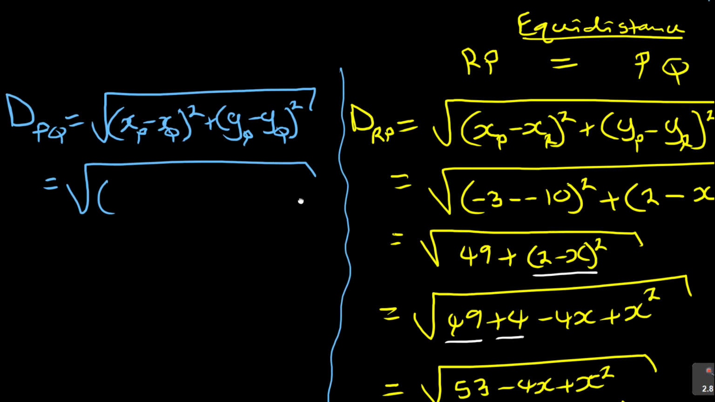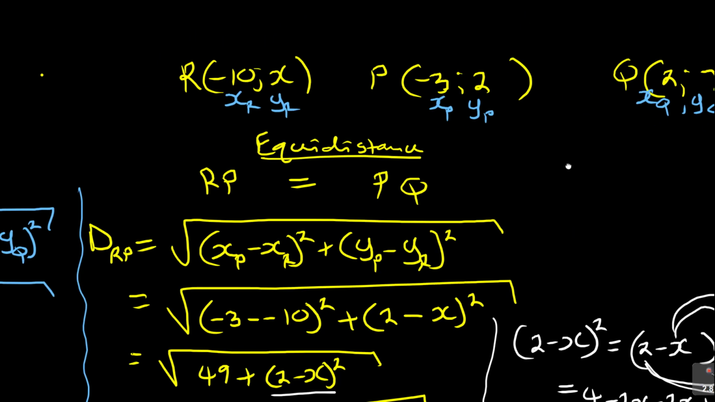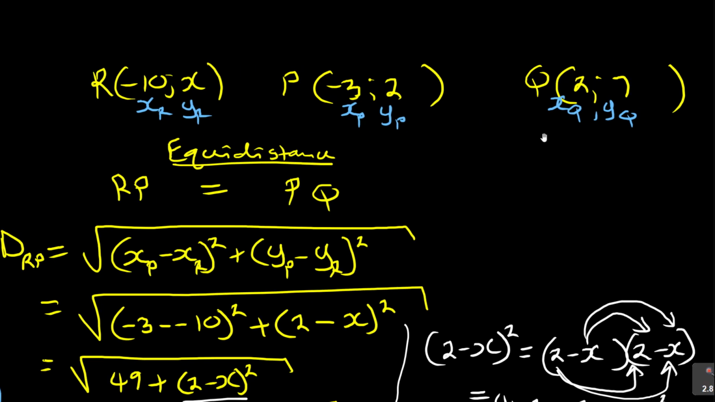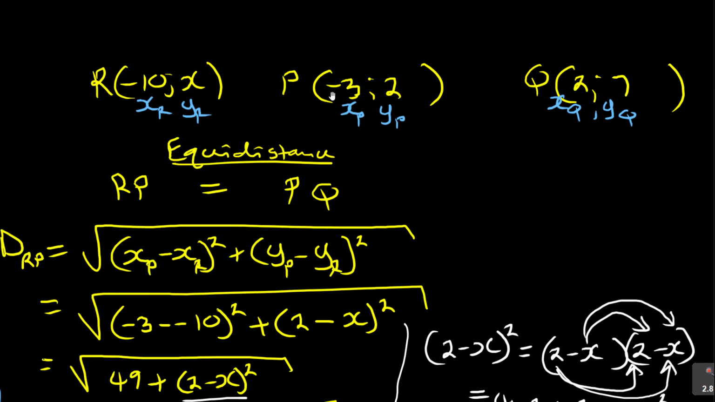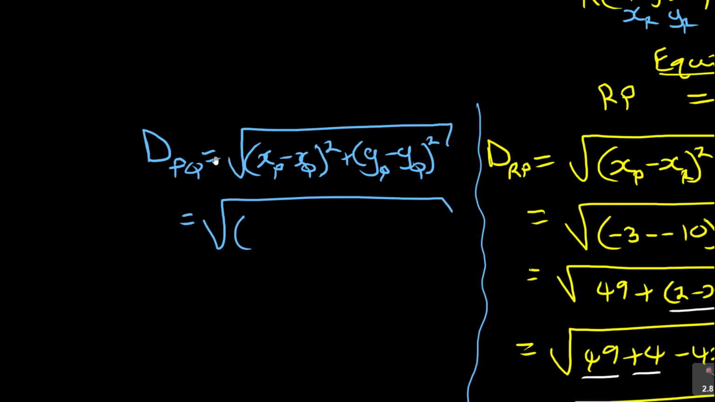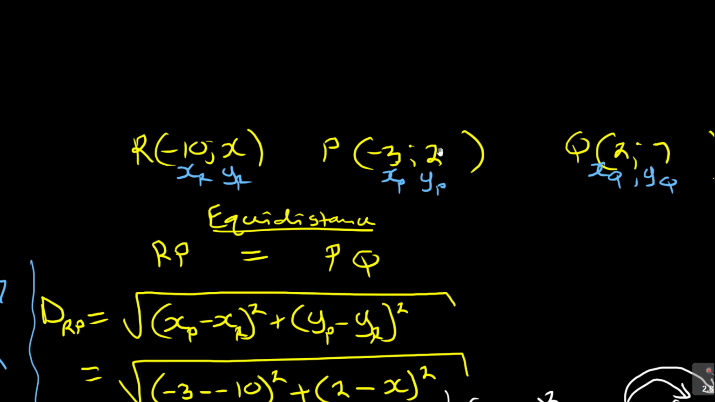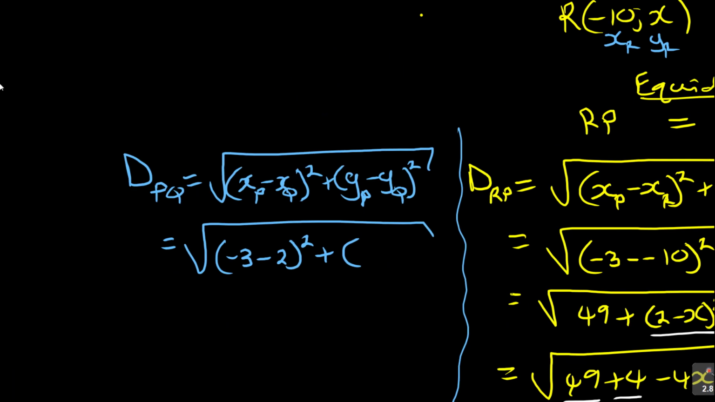So it's xp minus xq. What is xp? It's minus 3, minus xq, which is 2. So minus 3 minus 2, what? Squared, plus yp minus yq. yp is 2, yq is 7. So it's 2 minus 7, and then what?